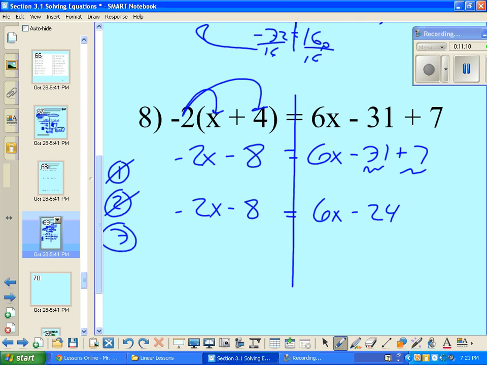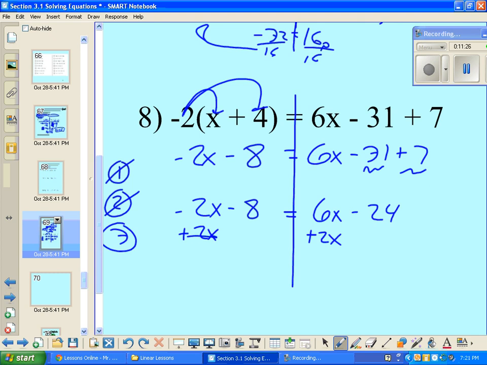Last step, step number 3. Get the variable on one side and use inverse operations to solve. Again, I like when my variable is positive. So this has -2x over here. In this problem, I'm going to eliminate that from this side. I'm going to add 2x to both sides. That'll keep my variable term positive.